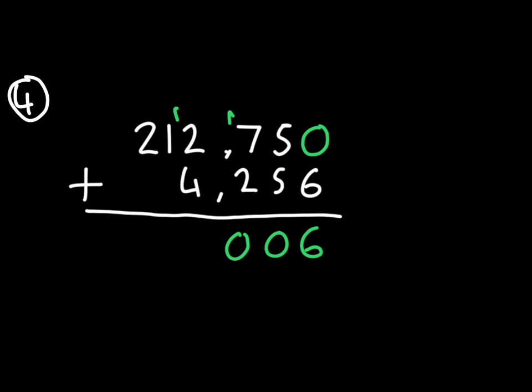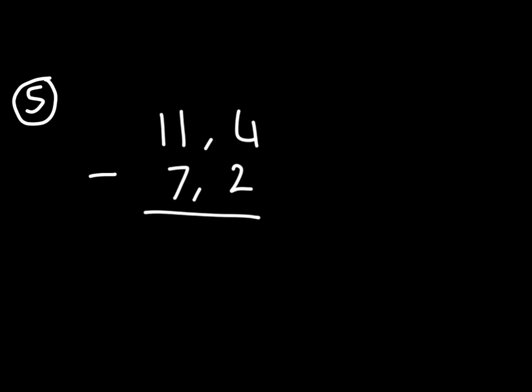2 plus 4 is 6, plus 1 is 7. Now remember, we still have our decimal place over there. 1 plus, now there's essentially a 0 there. 1 plus 0 is 1, and 2 plus 0 is 2. Therefore, our final answer is 217.006.